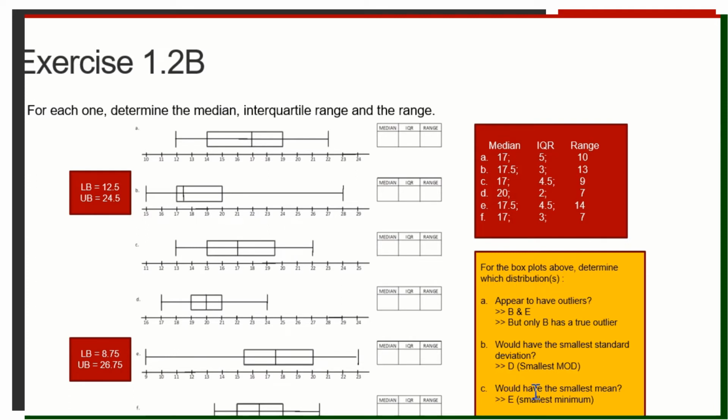Would have the smallest mean. Why? How to find the mean? What I told you: if your outlier is small, your mean will be small. If your outlier is big, your mean will be big. So if I'm looking at the smallest mean, I'm looking for the one with the smallest minimum value, which is E, which is 9. All right? Can?